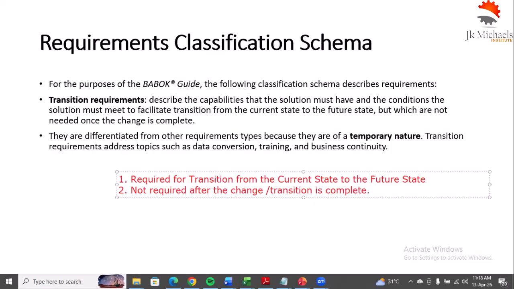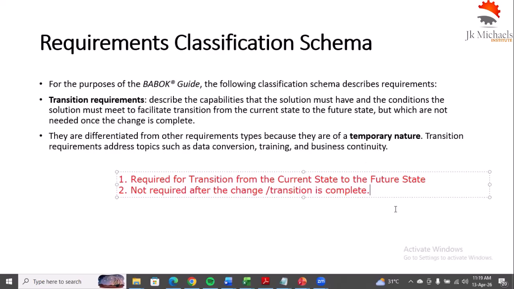So when you're on an initiative, a change, a project, a couple of things that you would see as transition are needed now to ensure that we can move from the current state, which hopefully would be where we want to transition from, into the future state, which again, hopefully would be a better and more improved state. However, they will not be needed when the change is complete, right? We'll consider them to be different from other requirement types because they are of a temporary nature. They're needed now, but they won't be needed forever.